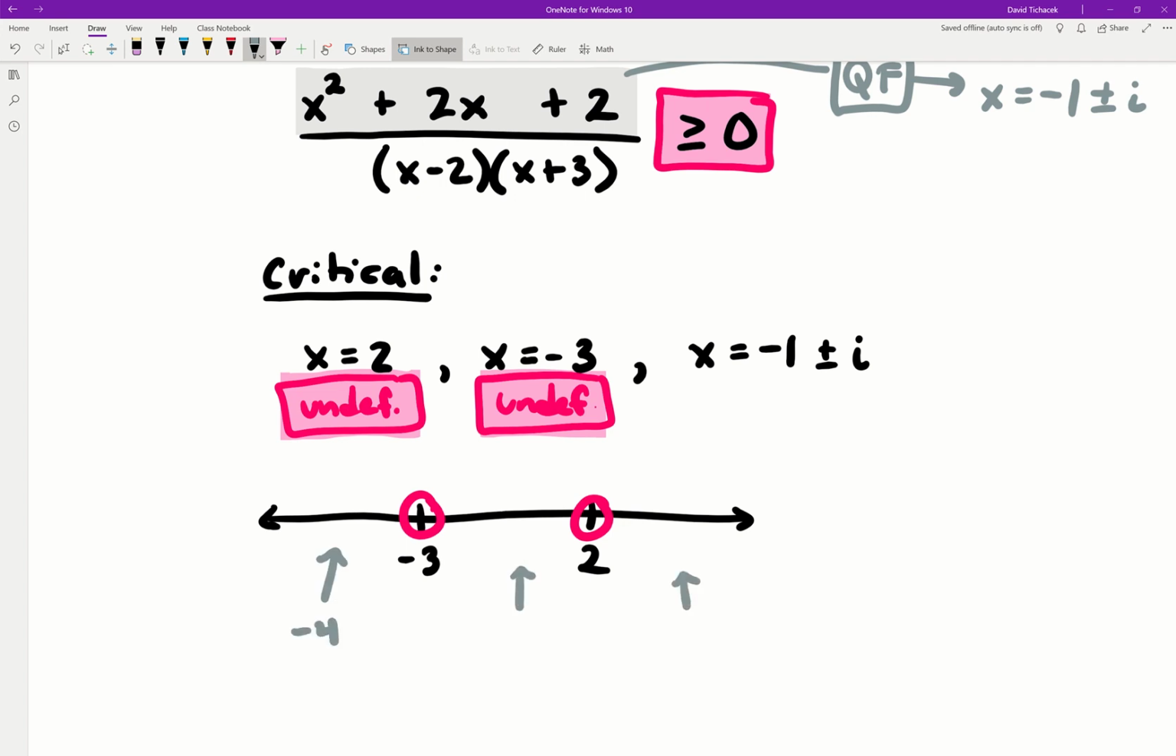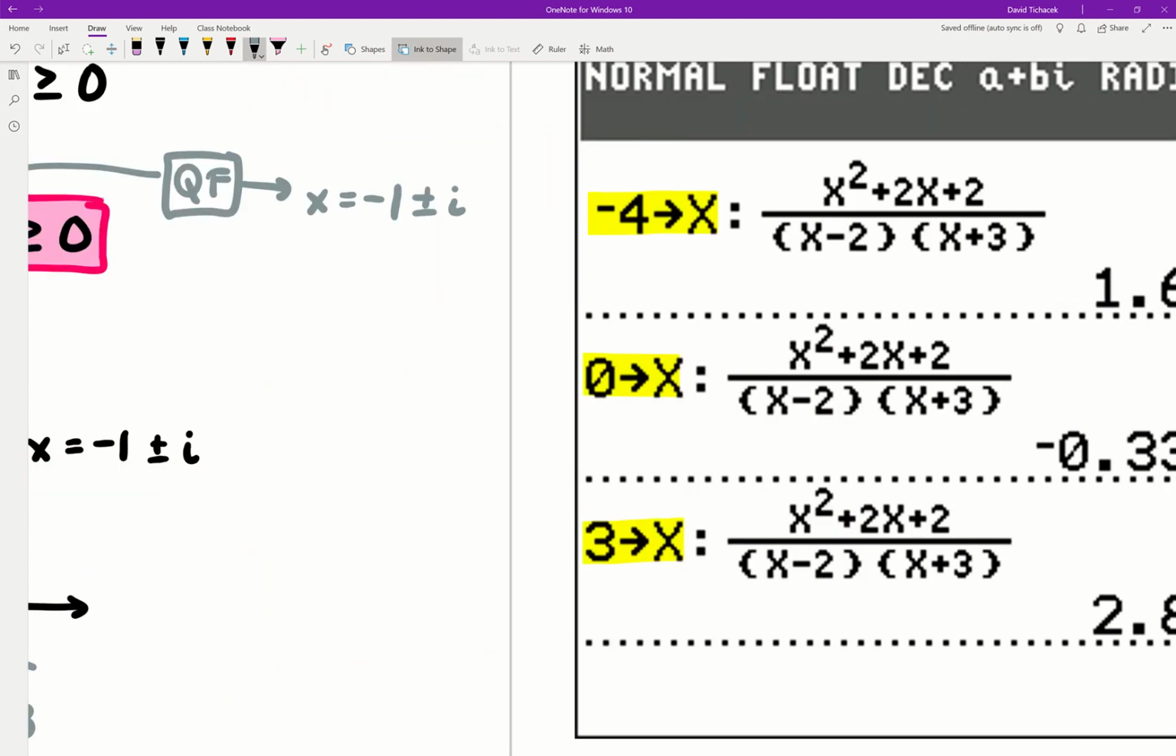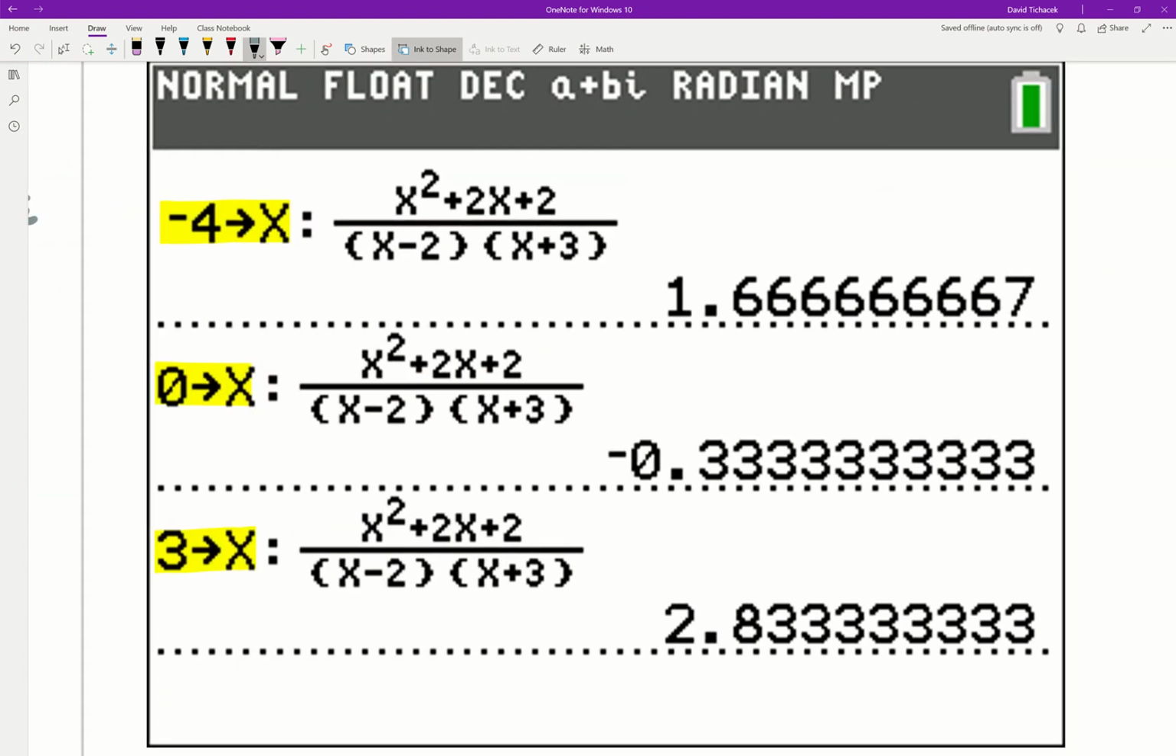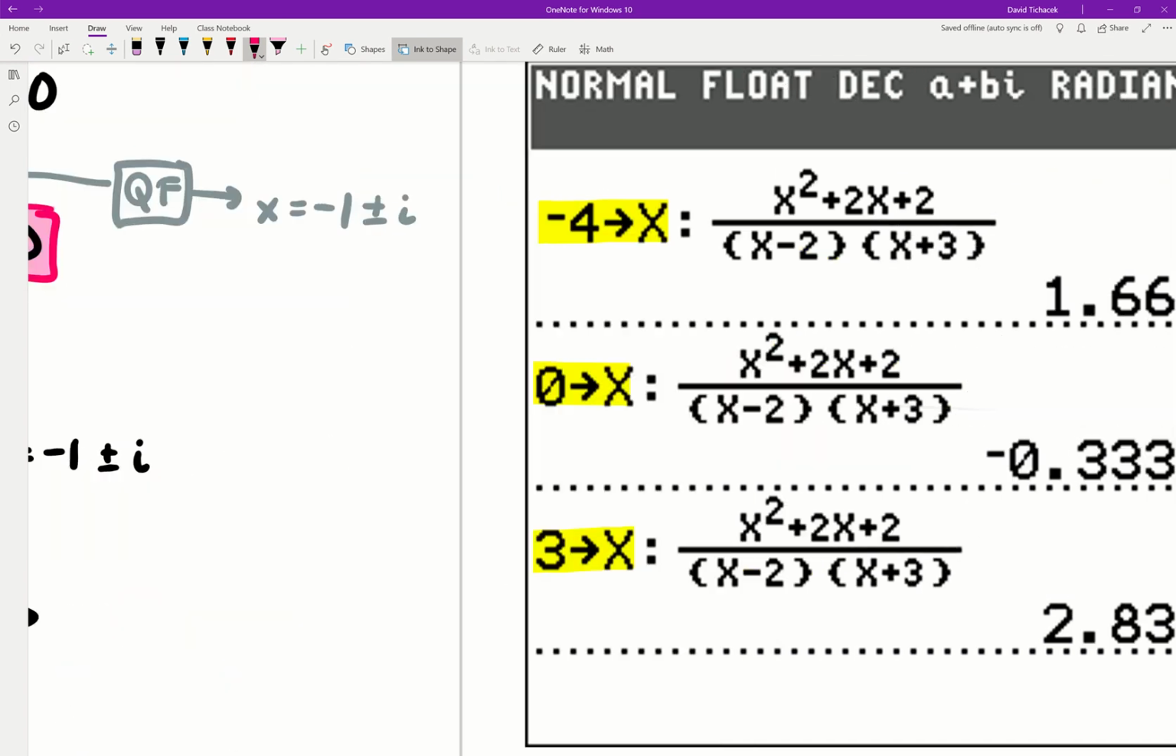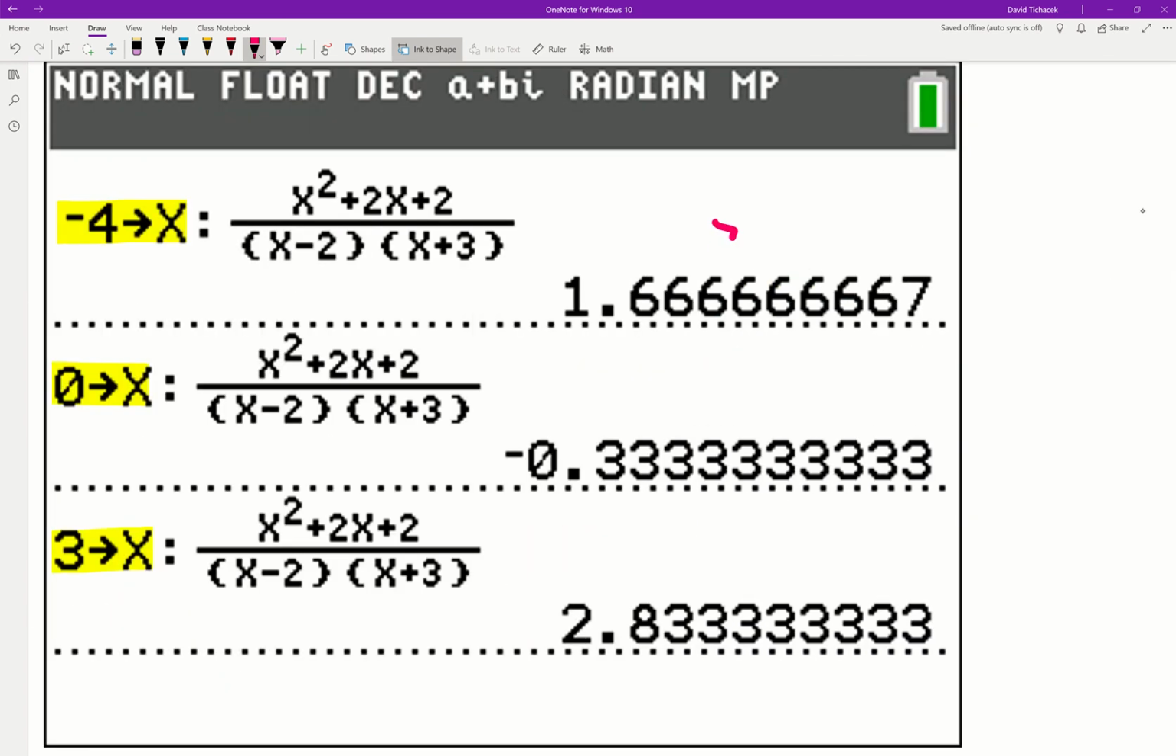So how about negative 4 and 0 and 3? Pretty easy, pretty straightforward. And I've already done the heavy lifting here for us in the calculator. So we can see here that when you plug in negative 4, you are going to get something that is greater than 0, which is one of the things that we wanted, right? So we want to be greater than or equal to 0, and this, of course, is greater than 0, so we keep that critical number, okay, and shade its region.